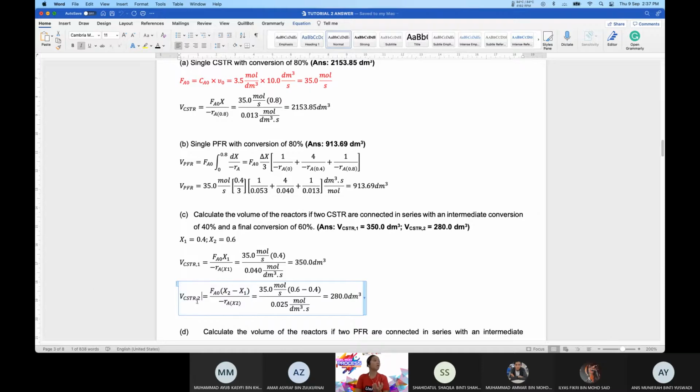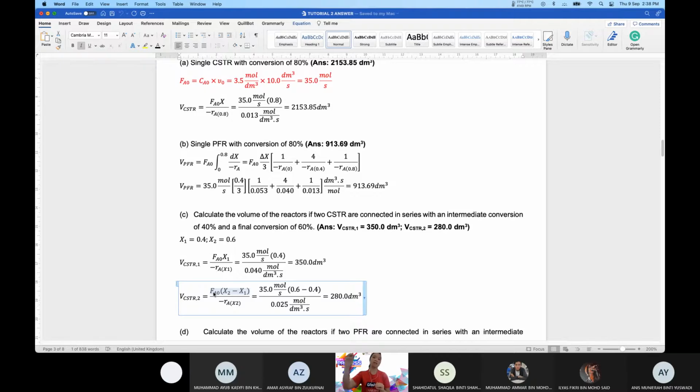Formula dia menjadi volume CSTR2 equals to FA0 and tambahan in the bracket X2 minus X1. Okay, so dalam reaktor kedua ni, dia punya conversion is from X1 yang tadi berubah kepada X2. Okay, tapi we write it as X2 tolak X1. Okay, katakan like I told you before, katakan kamu nak exam test, kamu confused X1 tolak X2 ke X2 tolak X1. Okay, sama je. Kalau let's say you write X1 tolak X2, kamu tahu nilai kamu akan dapat negatif sebab X2 akan sentiasa lebih besar daripada X1.